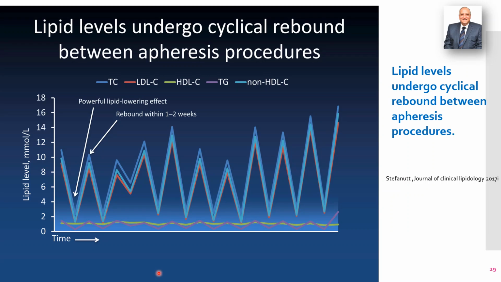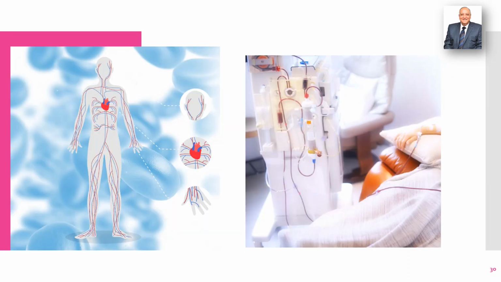Patients on the maximum doses of anti-hyperlipidemic drugs have lipid levels undergoing cyclic rebound between apheresis sessions. The rebound may be within 1 to 2 weeks, meaning the patient will need the apheresis procedure for lipids for life. Sometimes those patients require an arteriovenous fistula. Challenges in diagnosis and in management according to the guidelines.